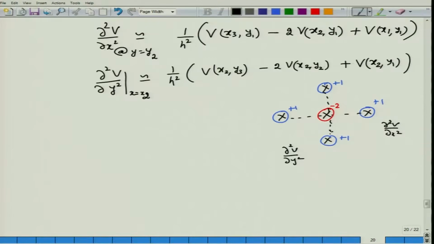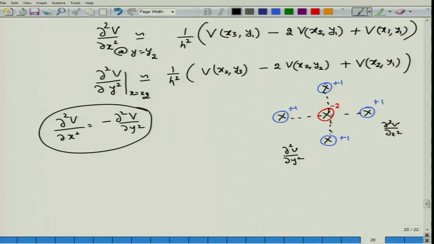Now the condition that we need is del square v by del x square equals minus del square v by del y square, at any point x and y that you are considering, such as the red colored center point over here. The derivative when you go horizontally must balance the derivative when you go vertically. When you add them up, a couple of terms will add up nicely, and a couple of terms will not. This is x2 and y2, and here I have x2 and y1. So now I can add, or rather subtract, the two expressions over here.